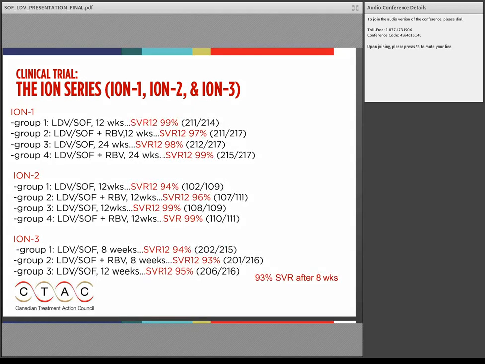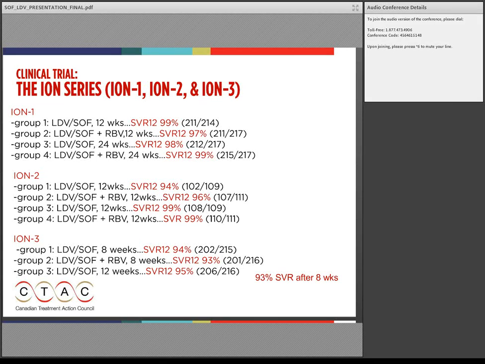And here are the ION results. Right away, ION-1 and ION-2 are showing at least 94% SVR in all groups, 12 weeks or 24 weeks. So again, we're seeing what we've been seeing with Ledipasvir sofosbuvir, extremely effective across many different populations. Now, interestingly, in the ION-3 group at 8 weeks of treatment, we're seeing a low of 93% and an average of 95% SVR. So this is the first indication that this treatment might actually be effective in as few weeks for just about anyone.